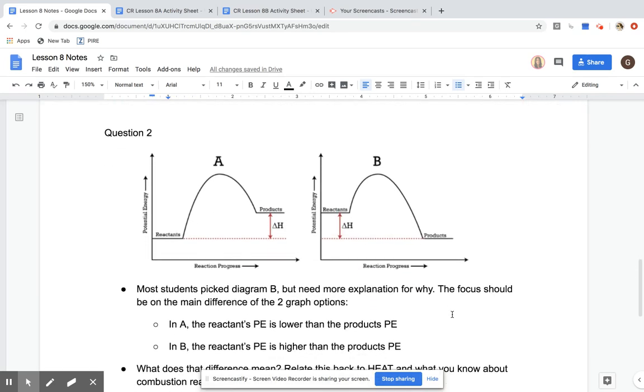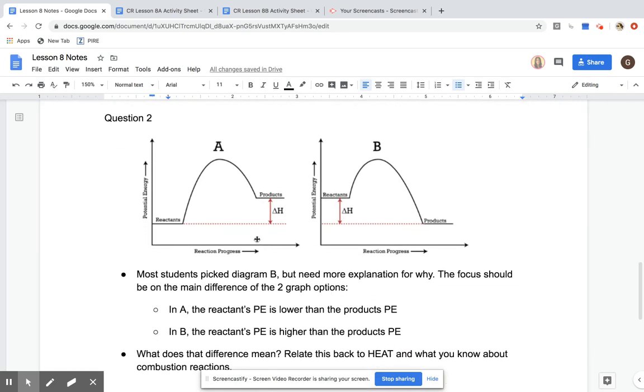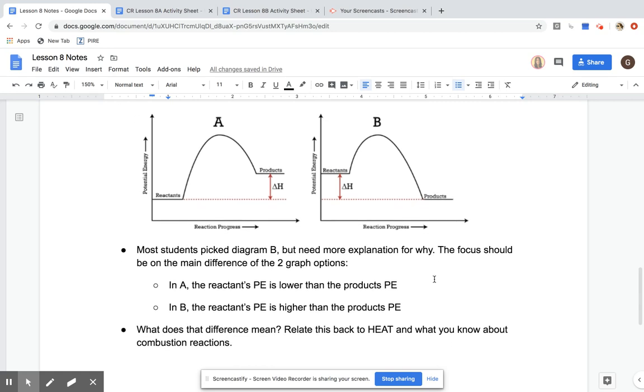And then in question 2, you had to identify which one was good for combustion. So most students picked diagram B, but again, we need some more explanation for why. So my hint to you is to focus on the main differences in the two graph options. In A, the big difference is the reactants have a lower energy than the products. And in B, the reactants have a higher energy than the products.